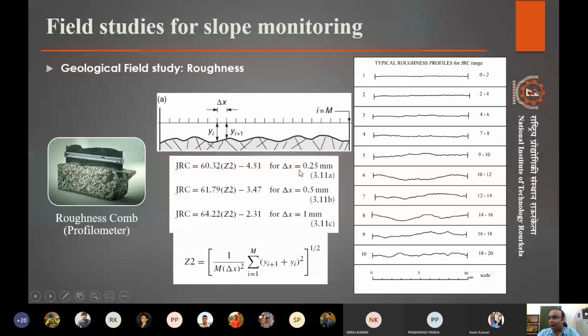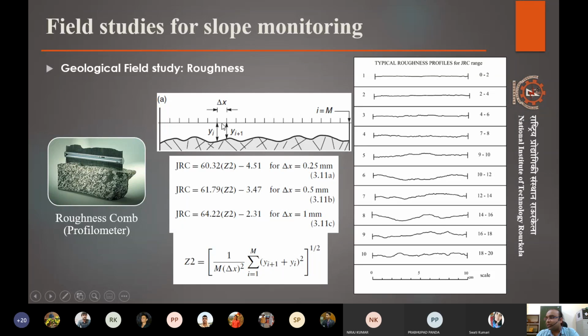So suppose for a 1 mm thickness needle comb, we will have a joint roughness coefficient as 64.22 Z2 coefficient minus 2.31. And the Z2 is defined by this. So 1 by M, where M is the total number of needles, Delta X is the thickness of the needles, and basically the square of the distances yi plus 1 and yi, right?